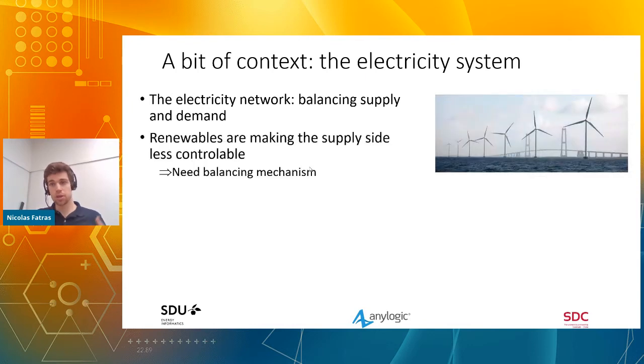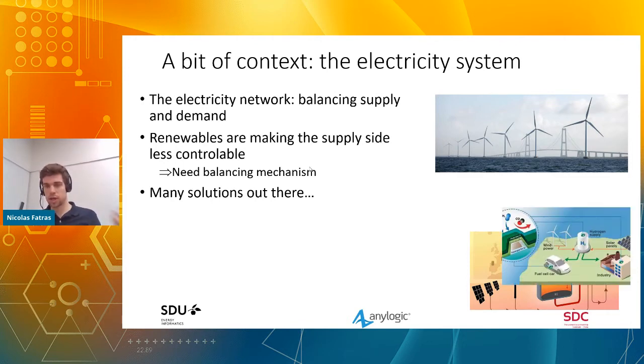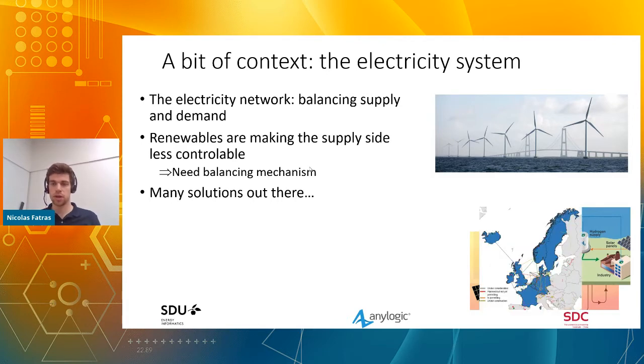But with the increasing use of renewables, such as wind, which only blows when it blows, or sun, which only shines when it shines, you have less and less control over this supply side. So you need to get some new balancing mechanisms into the game. You probably have heard of many solutions out there, such as batteries to store the energy and provide energy when you need it, or hydrogen, which was quite hyped recently over the past few months, or these super connected grids where you can shift electricity between countries.